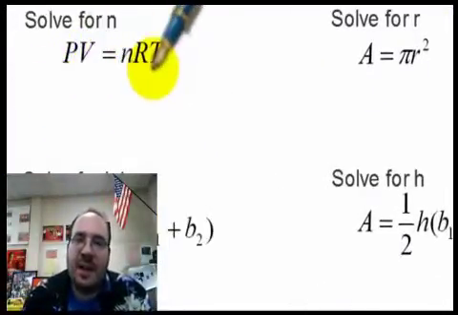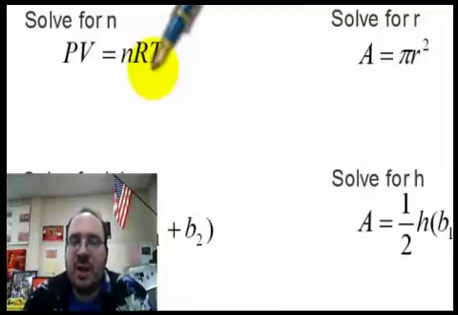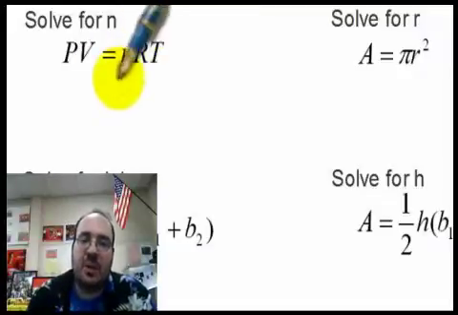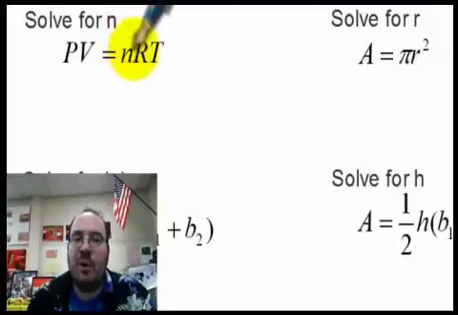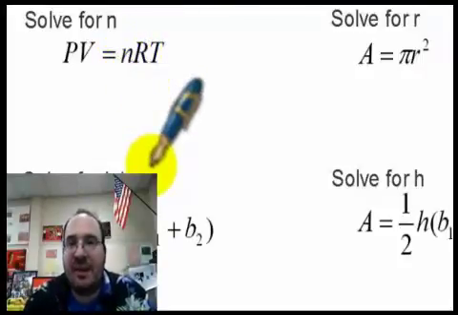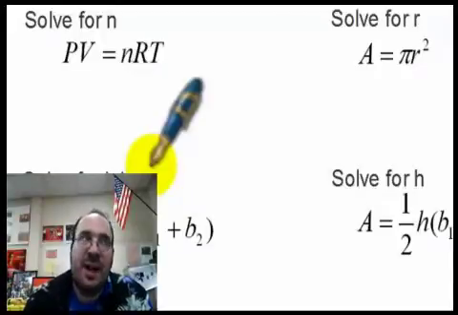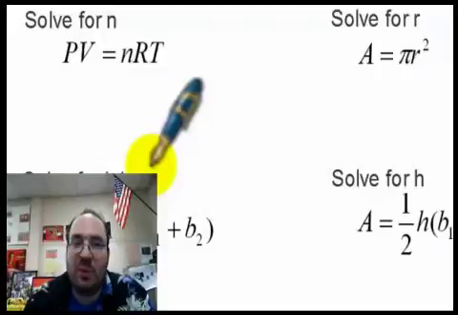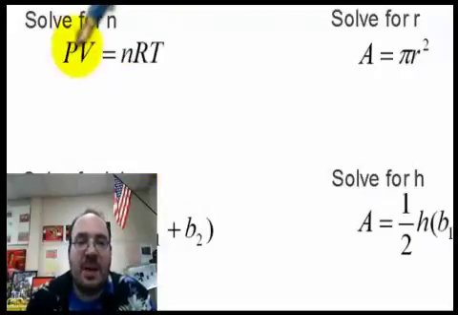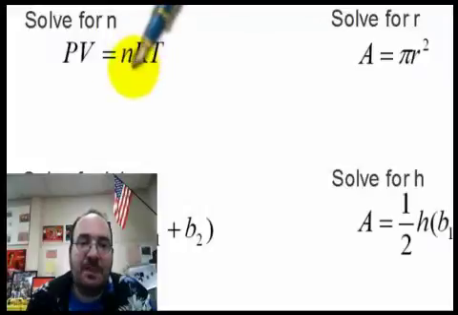This next one, PV equals nRT. This is called the ideal gas law. It talks about how pressure and volume and temperature are all related. N is something known as the number of moles, and R is called Avogadro's number, which is a constant. And I actually used to know what R was as far as the value. I can't even remember what it is anymore, but it was a really, really large number. But anyhow, I want to solve this for N.